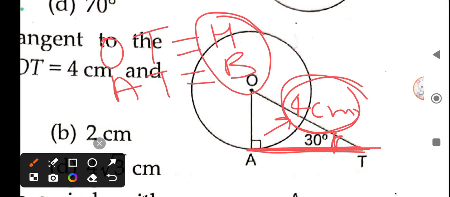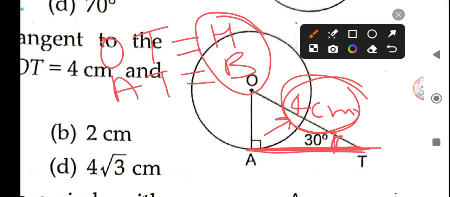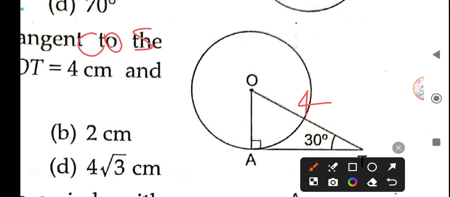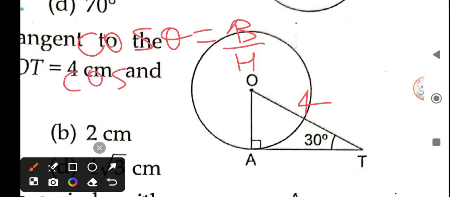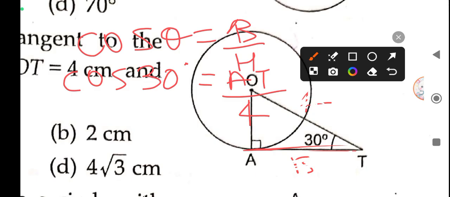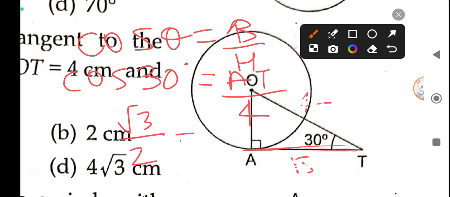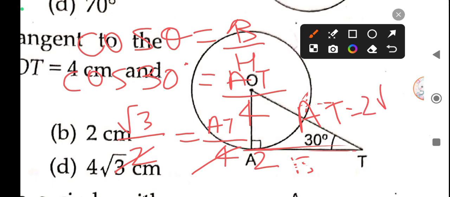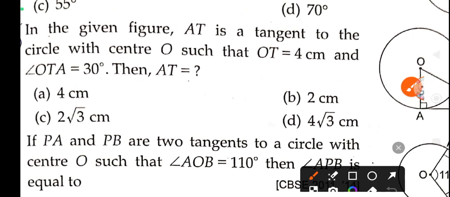So we can take cos theta, which we know is B upon H. Now here theta is 30. So cos 30 will be equal to B, which is AT, upon H, and OT is 4 because OT is given. Now let me erase this because this will disturb our calculation. Now cos 30, we know that it is root 3 by 2. Now AT upon 4, cancelling 2 times, so AT will be equal to 2 root 3. Option number C.